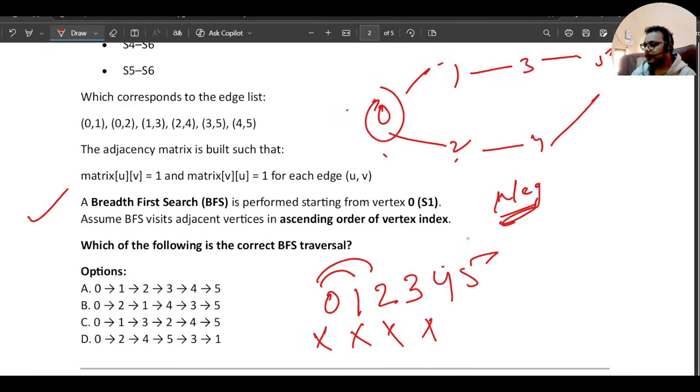We will go to 4. The neighbor of 4 is 5, so 5 is already there. Okay, so all the neighbors are discovered. So 4 is gone. For 5, the neighbors are 3 and 4. Both are already discovered. So 5 is done.